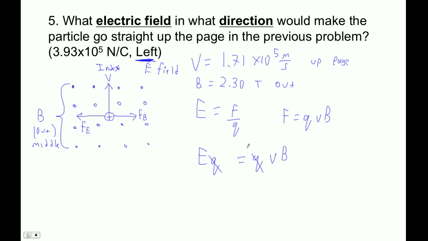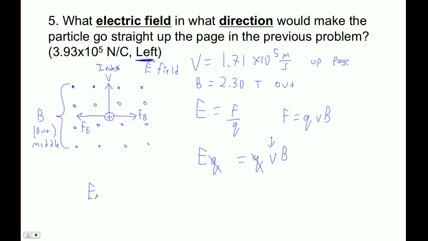Regardless of the charge, as long as it has charge, this electric field and magnetic field select for a particular velocity, which is, I think, fascinating. This is how they discriminate between particles going different velocities. If they have charge, you can make them go straight with a particular ratio of electric to magnetic field. Okay, all we have to do here is solve for E, which is just VB.